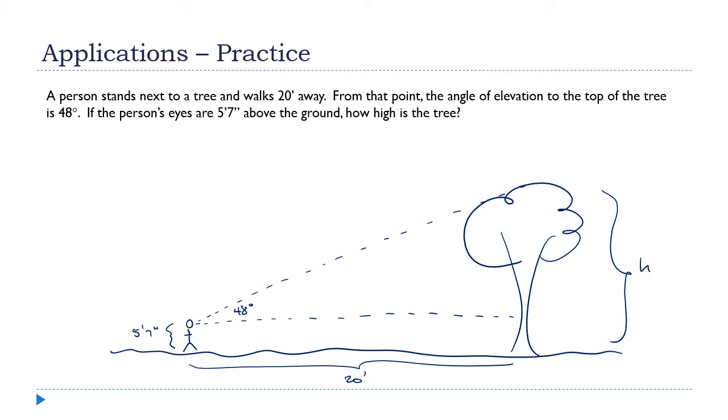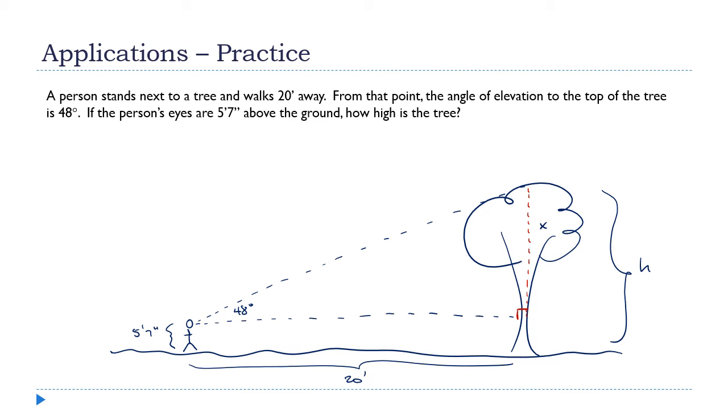Well, I can't find that directly, really, because I don't have a right triangle coming off of that height. But look, what I can do is I can find this height, because that is a right triangle. Then I'll just add in the height of the person. Right, so let's see, how am I going to do that? Well, what can I call this? Let's just call this x.